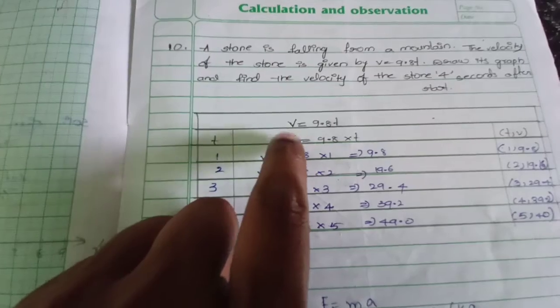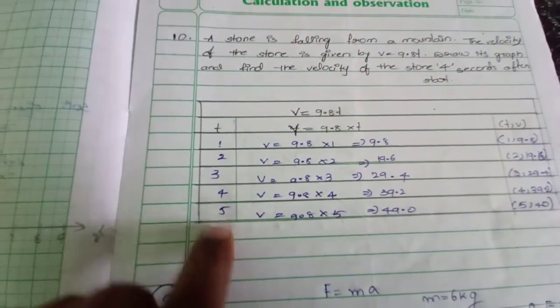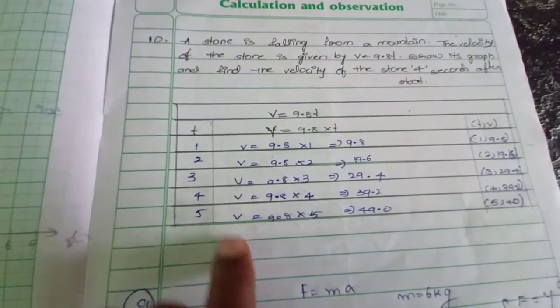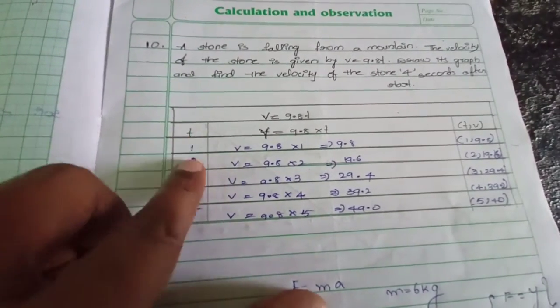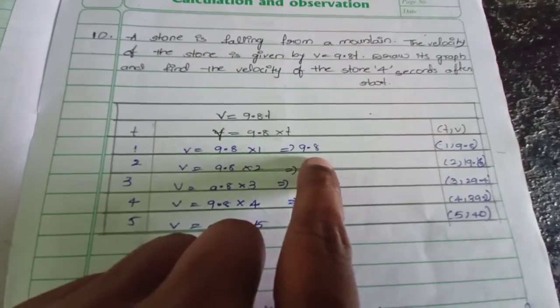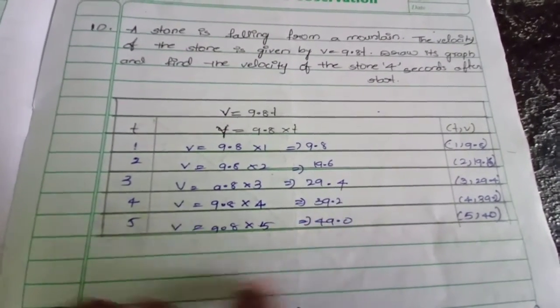v is nothing but you assume like y. t is nothing but x. That means here t is nothing but x values. v is nothing but y values. Similarly, you do that. 1, 2, 3, 4, 5 you assume like this. Or minus 2, minus 1, 0, 1, 2 you assume. When 9.8 into t, you will be getting like this. Okay. This will also pass through the origin.